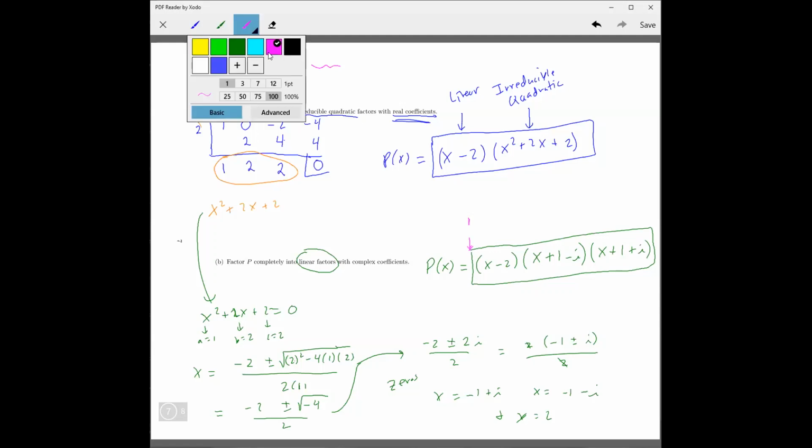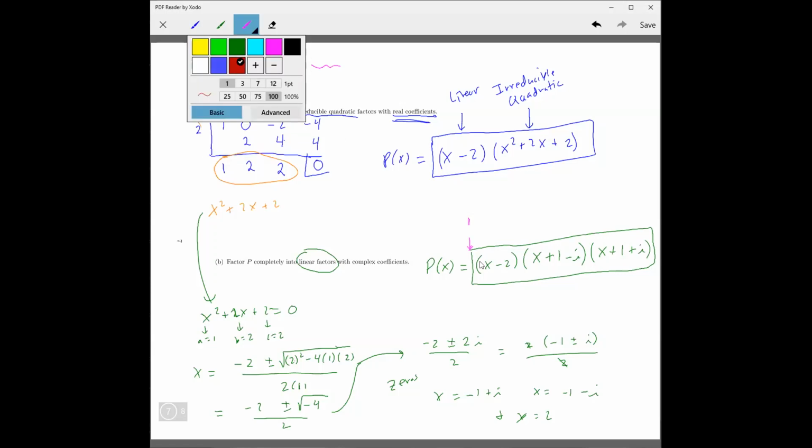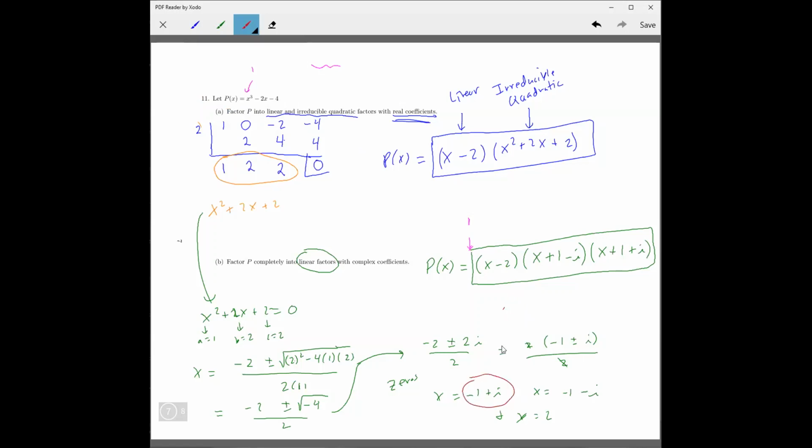So the idea is, dang, I need a red. Is that a good red? So the idea is that this one goes there, and then this one goes here, like that.